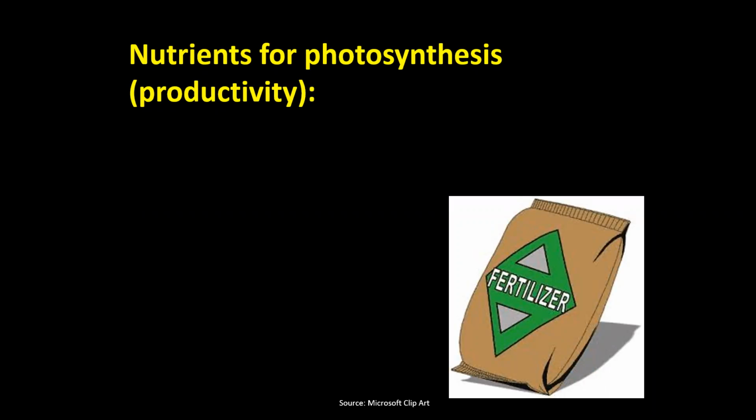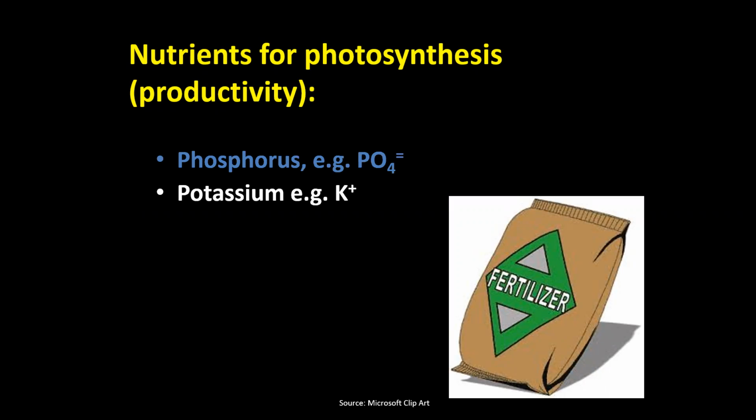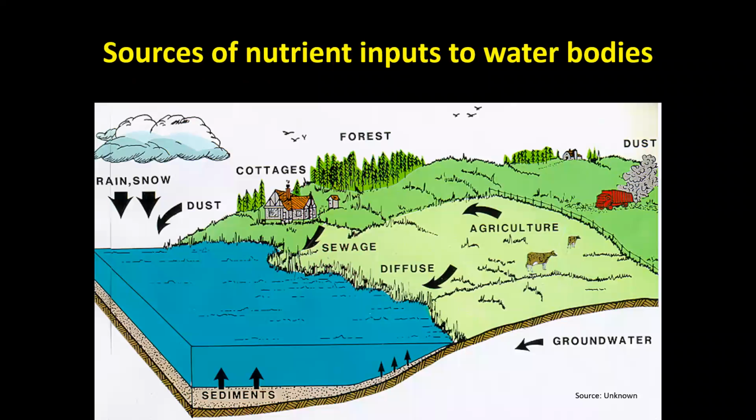Now, nutrients for photosynthesis, which regulates productivity of lakes and rivers, are mostly three kinds of chemicals: phosphorus, like phosphate ions; potassium, like potassium ions; and nitrogen, such as nitrites, nitrates, ammonia, and things like that. All 3 of these are usually considered typical fertilizers, and so regulate photosynthesis. The sources of nutrient inputs to water are, say, from the atmosphere. You can get dust, you can get sewage runoff, you can get diffuse runoff from fields and areas, and there's groundwater.